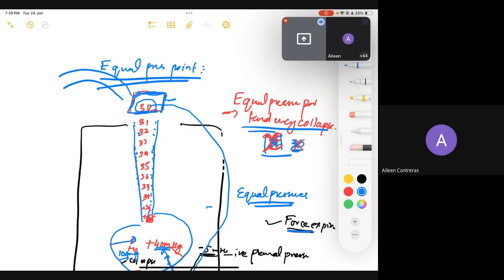But in a normal individual, it does not happen. Why? Because in a normal individual, this equal pressure point lies at a cartilaginous structure, and cartilaginous structures can't be collapsed. So normally we do not have collapse during forceful expiration. Cartilages cannot be collapsed. Am I right?